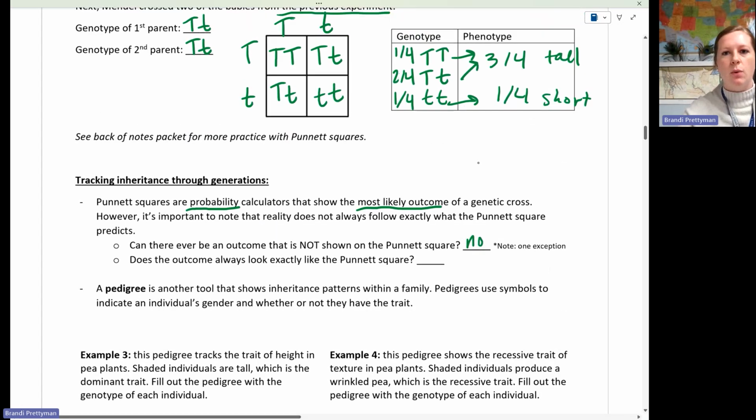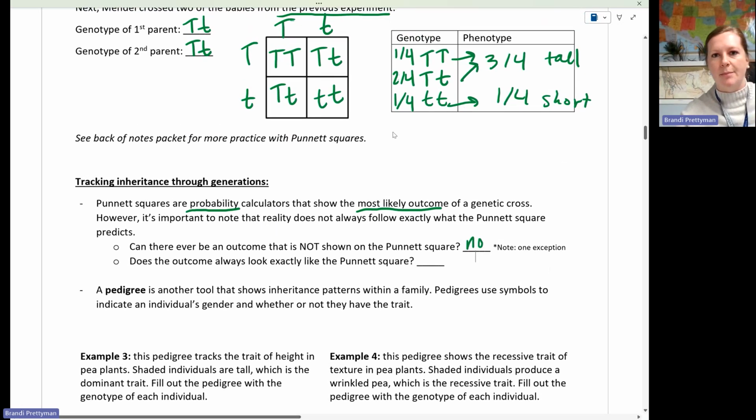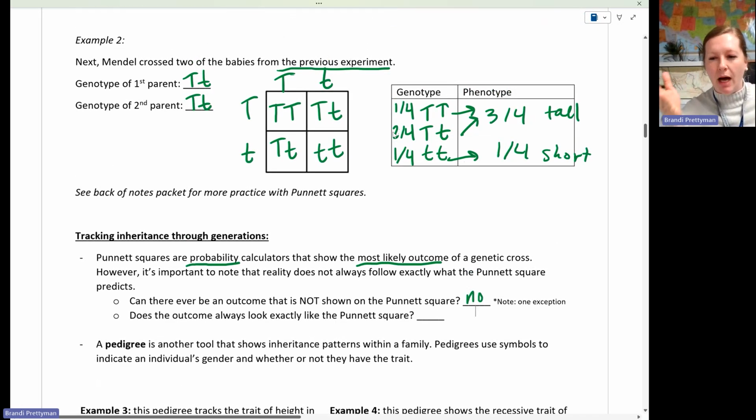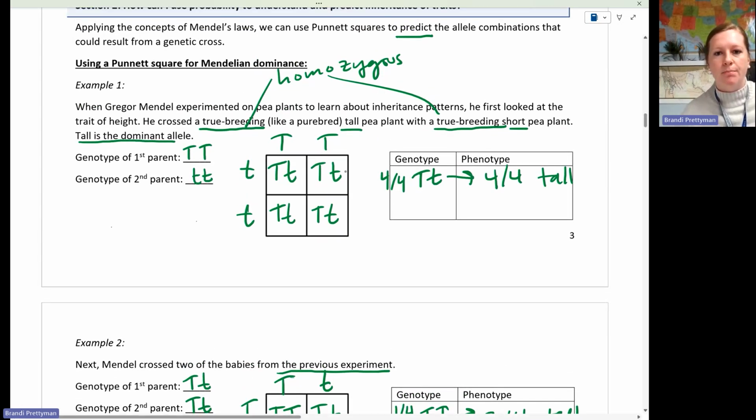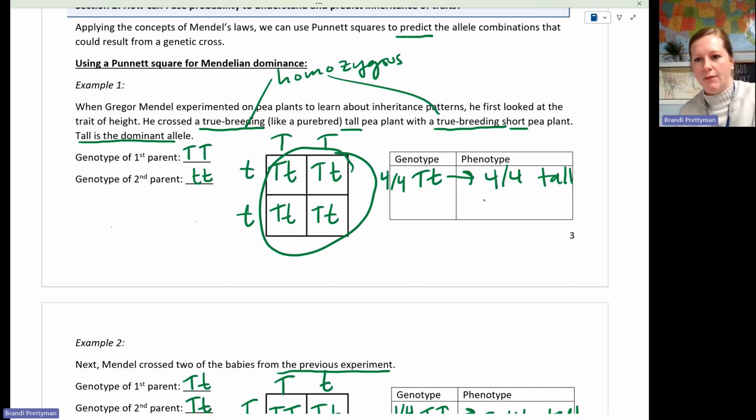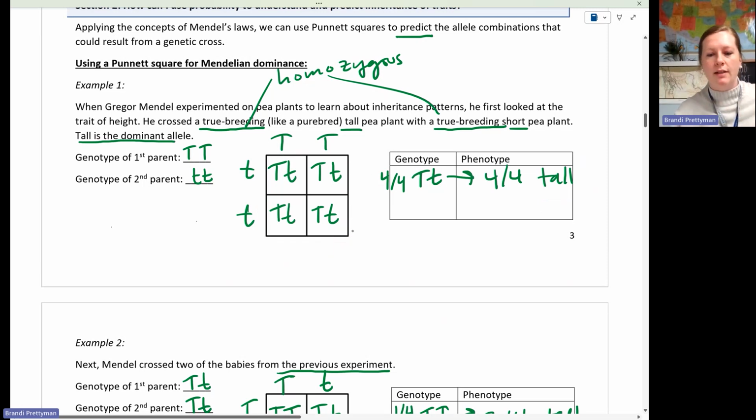I'll use the ones from yesterday as an example. If my Punnett square doesn't have a possible allele combination that would give me a short plant, I can't have a short plant in that offspring. We'll look at the one from page 3 to demonstrate that. This Punnett square right here, none of those genotypes would result in a recessive trait. So I'm not going to have a recessive trait in the offspring. It would be impossible to get that no matter what.